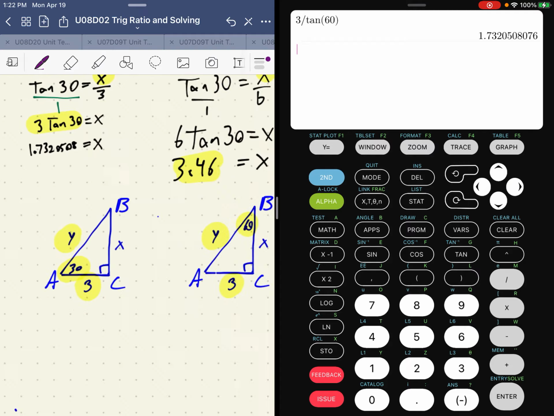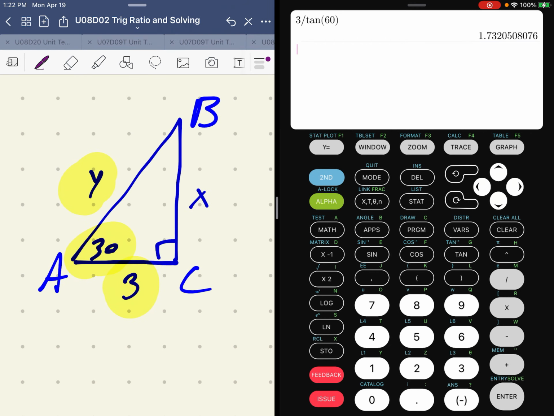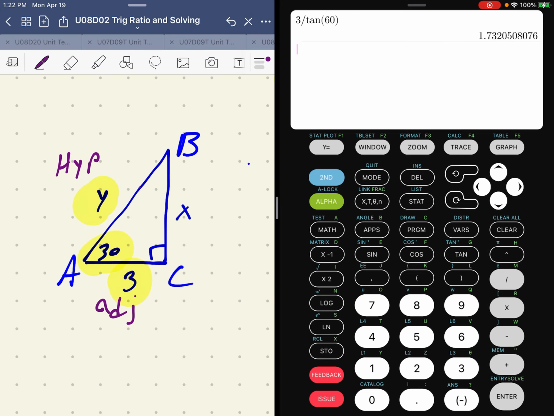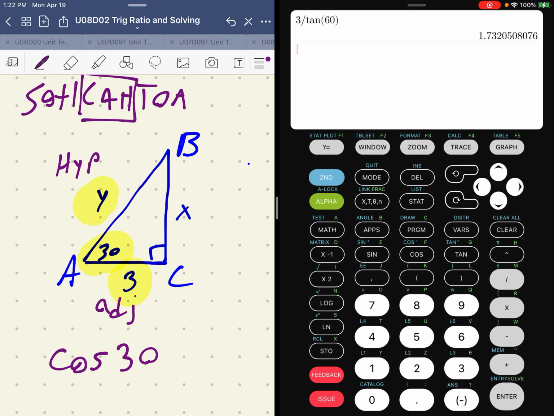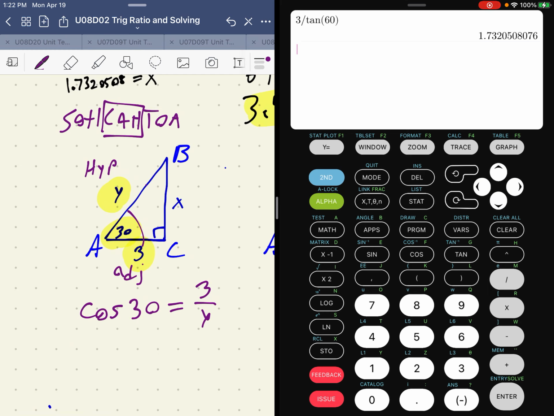Now let's say I wanted to find the hypotenuse using the 30-degree angle. Well, in this case, this is the adjacent side, and this is the hypotenuse. So now that means we have to use the part of SOHCAHTOA that has A and H in it. So we're going to write it down again. SOHCAHTOA. So A and H are part of cosine. So we're going to write the cosine of our angle, which is 30, is going to be equal to the adjacent, which is 3, over y. And we're going to solve for y.